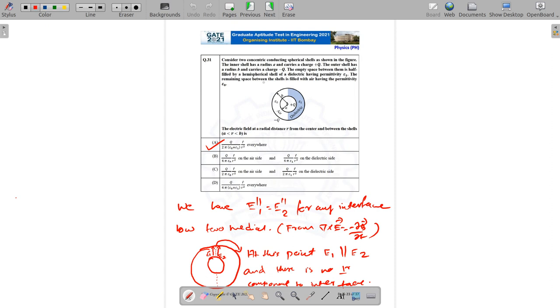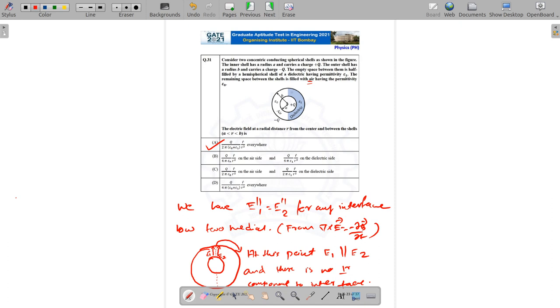But the empty space between them is half filled by a hemispherical shell of dielectric having permittivity epsilon 1. So here you have the blue shaded region, a dielectric of permittivity epsilon 1, and the other side has a permittivity epsilon 0, because it's filled with air. So basically you have two different media in the cavity. This is a kind of cavity. So the question is, what is the electric field at a radius r from the center, such that a less than r less than b.